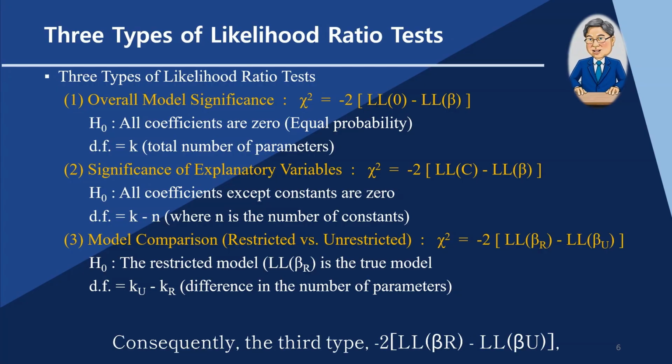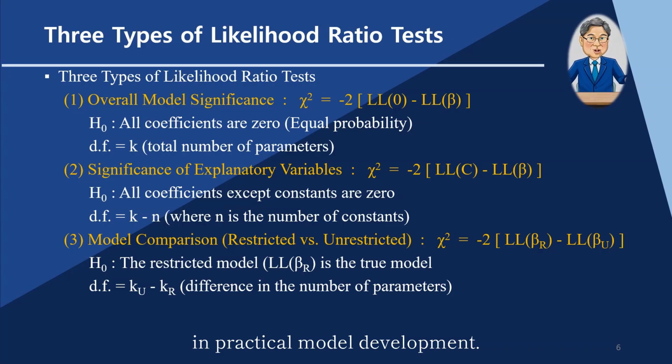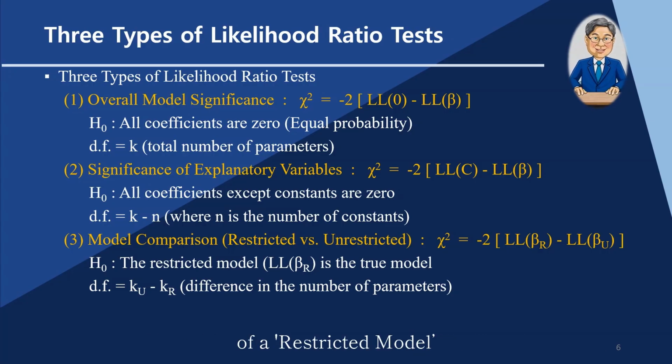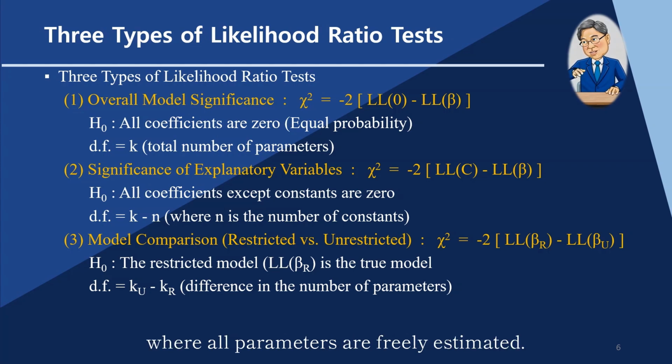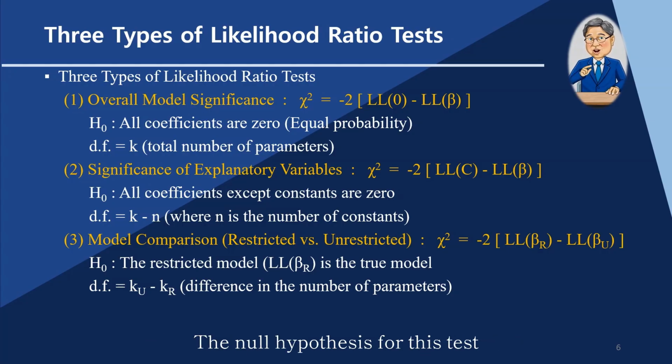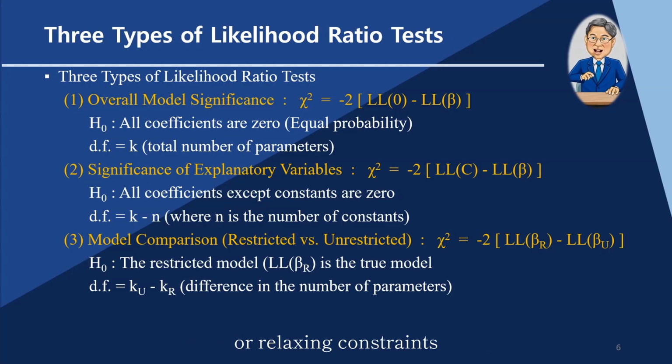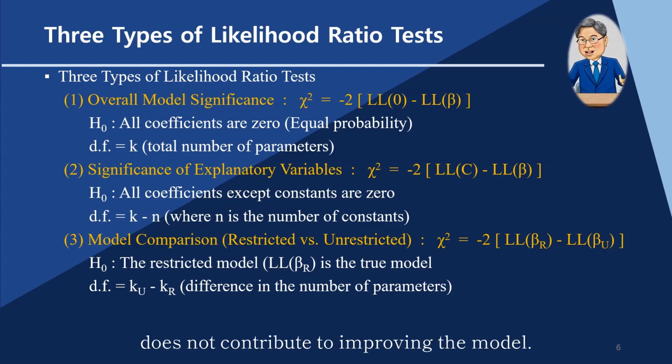Consequently, the third type, -2 times LL of beta R minus LL of beta U, is the most critical tool in practical model development. Here, LL of beta R represents the log likelihood of a restricted model, where certain constraints are applied, such as excluding specific variables or setting coefficients to be equal. LL of beta U represents the log likelihood of an unrestricted model, where all parameters are freely estimated. The null hypothesis for this test is that the restricted model is the true model, meaning that adding new variables or relaxing constraints does not contribute to improving the model.